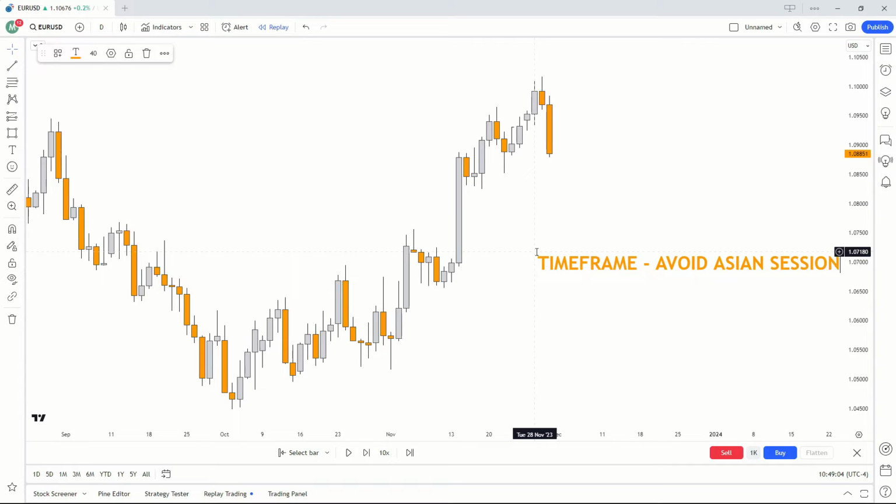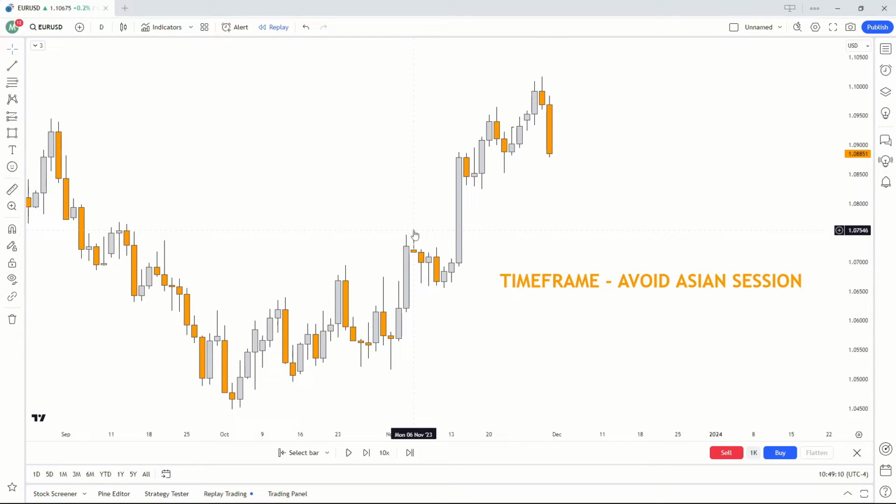Now, this is because the price action on Asian session is not as clear as it is on, let's say, London or New York. You'll get a lot of consolidation. The closes above highs, the rejection candles, they will not be as clear, and often the win rate is lower on Asian session as compared to London or New York.